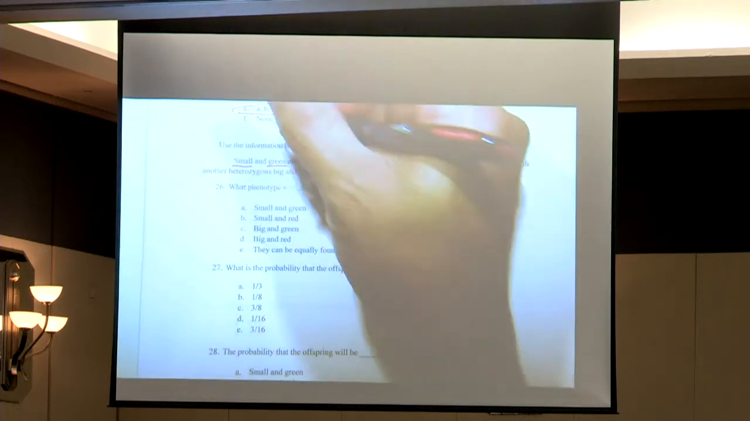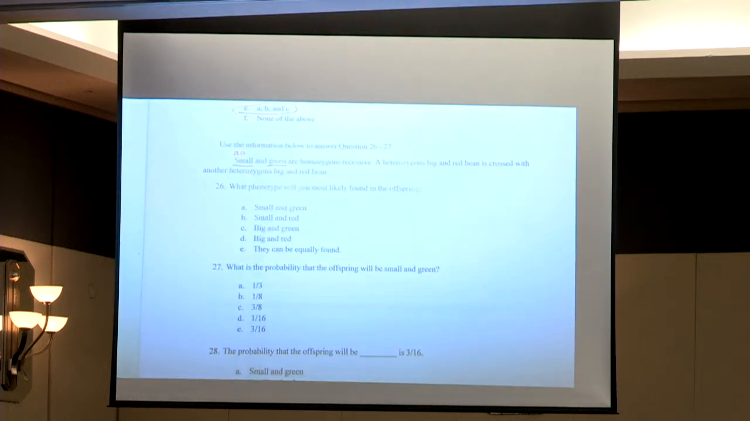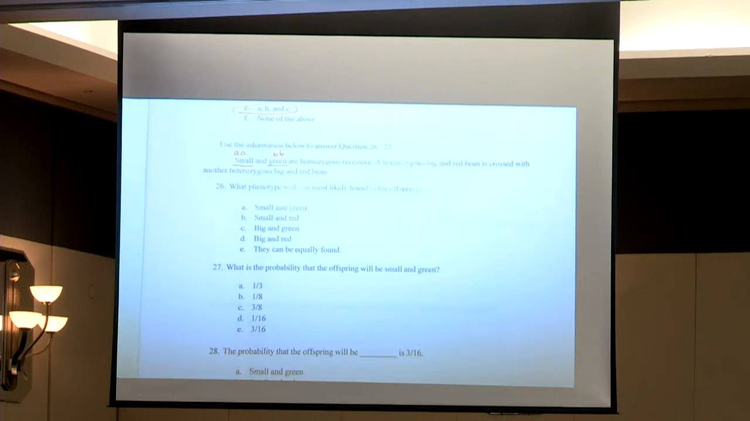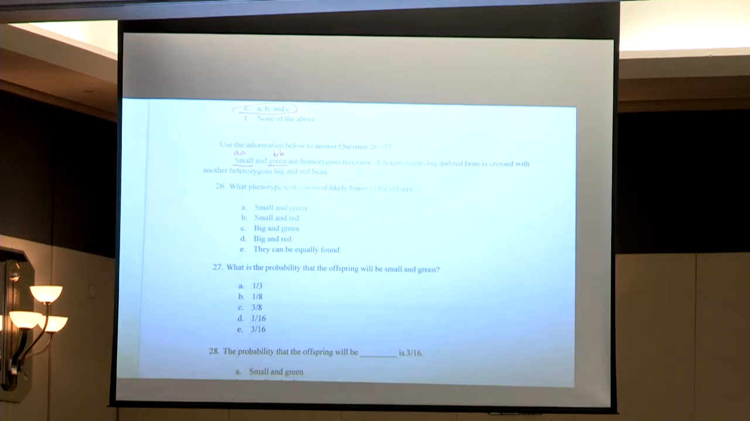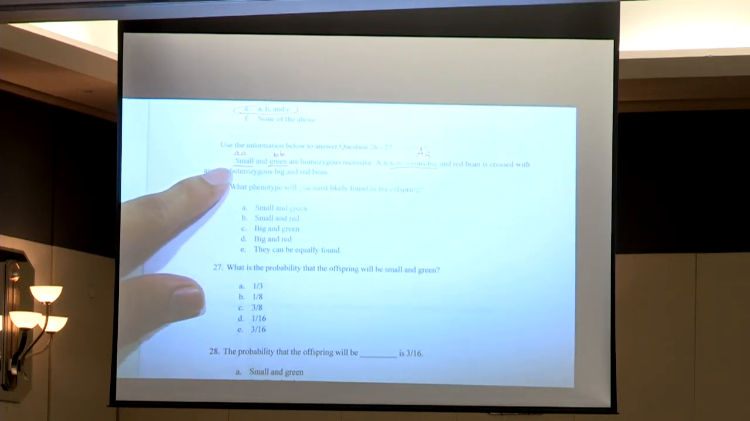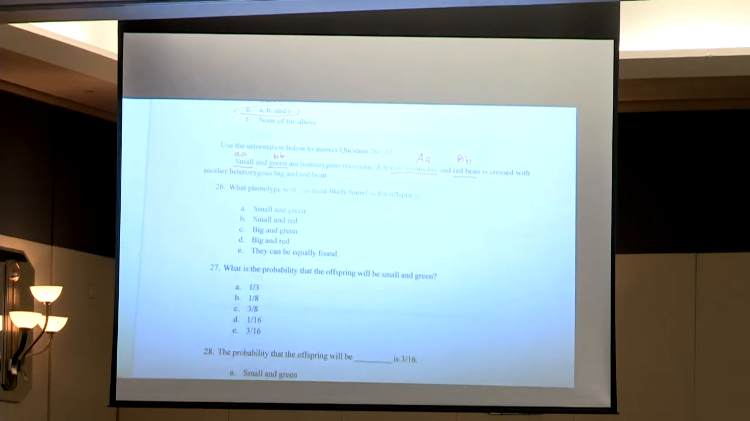So let's say they said small and green are homozygous recessive. If I put little a as small and bb as green, then the heterozygous big and red would be: big A little a for big, right? And red would be big B little b, right? And they said this crosses with another one, the same thing.